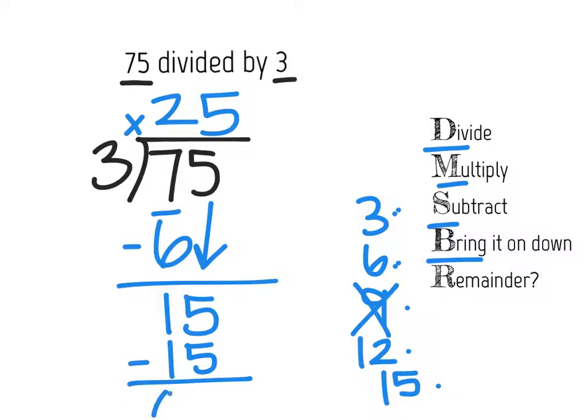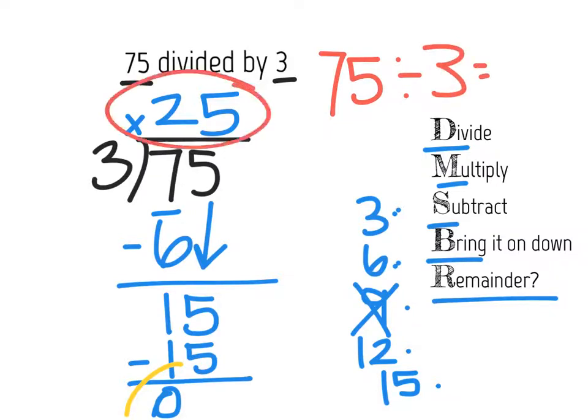We have nothing to bring on down. And now we can see if we have a remainder. So we have a 0 down here. So it looks like we do not have a remainder. So our problem would be 75 divided by 3 equals 25. So we have our dividend, divisor, and our quotient, or our answer for that one. Okay, let's go to the next one.